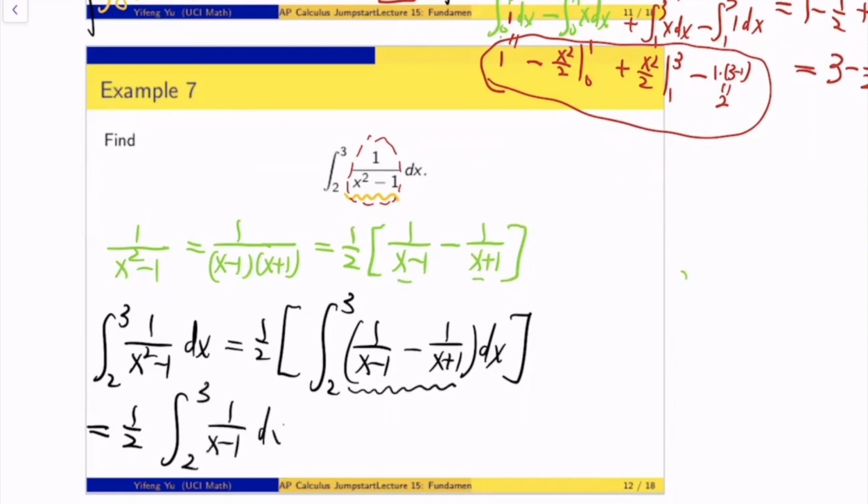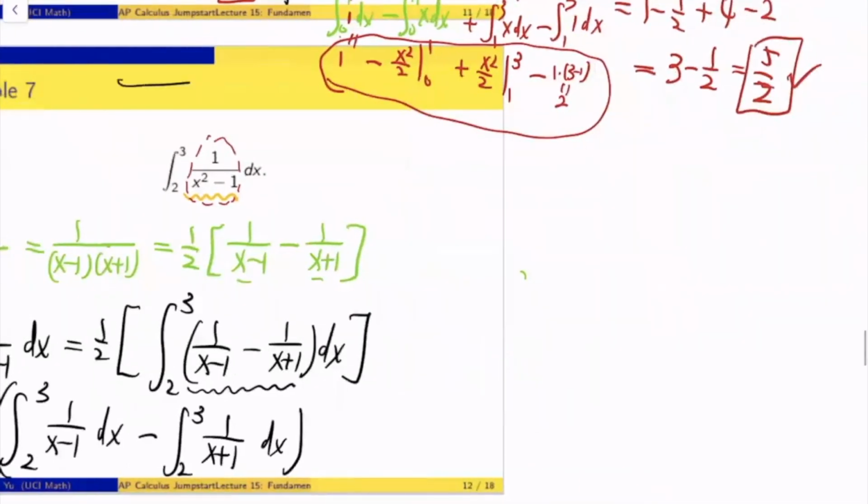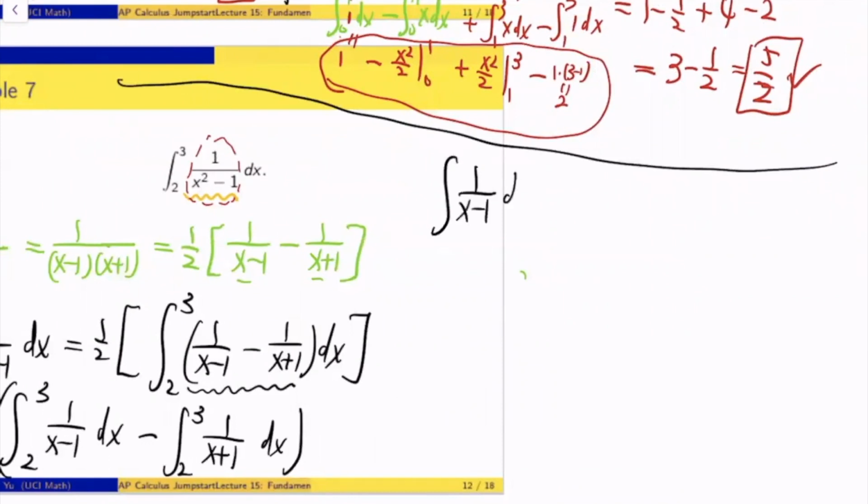So this is the integral from 2 to 3 of 1 over x minus 1 minus 1 over x plus 1, dx. Now let's calculate this. What is the antiderivative of 1 over x minus 1 dx? Remember the antiderivative of 1 over x is log x plus a constant. Here you change it from x to x minus 1, so by the chain rule, it should be log of x minus 1 plus a constant.